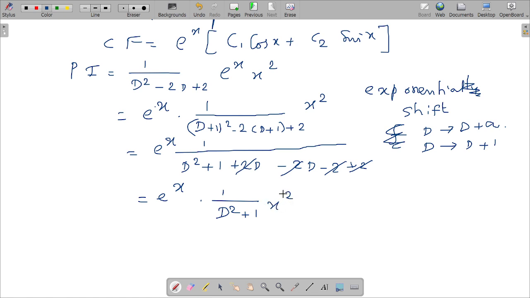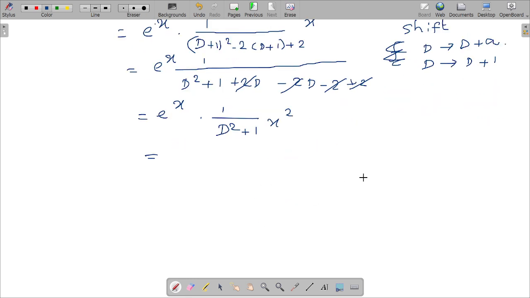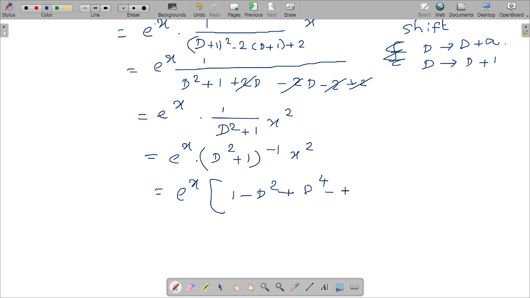What is the next step? X square is algebraic, so you have to write this as e power x into (D square plus 1) whole power minus 1 into x square. It is in the format of 1 plus D square. If you expand that, you will get 1 minus D square plus D power 4 minus D power 6, etc.